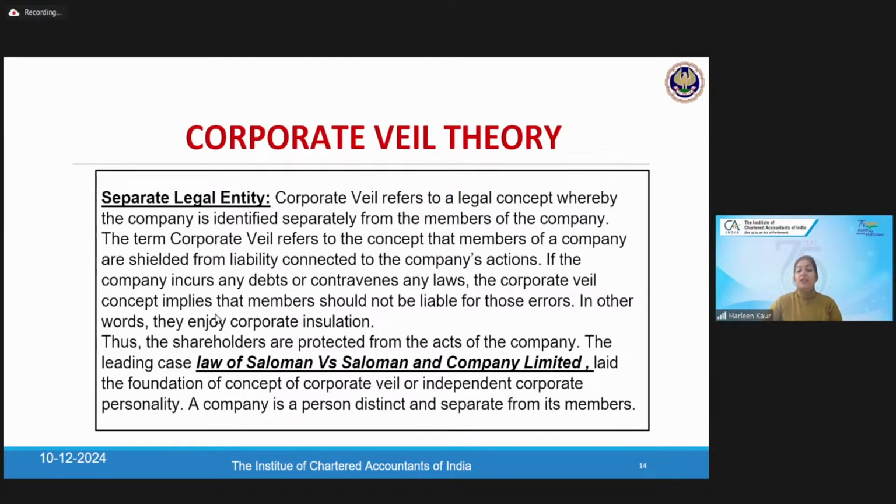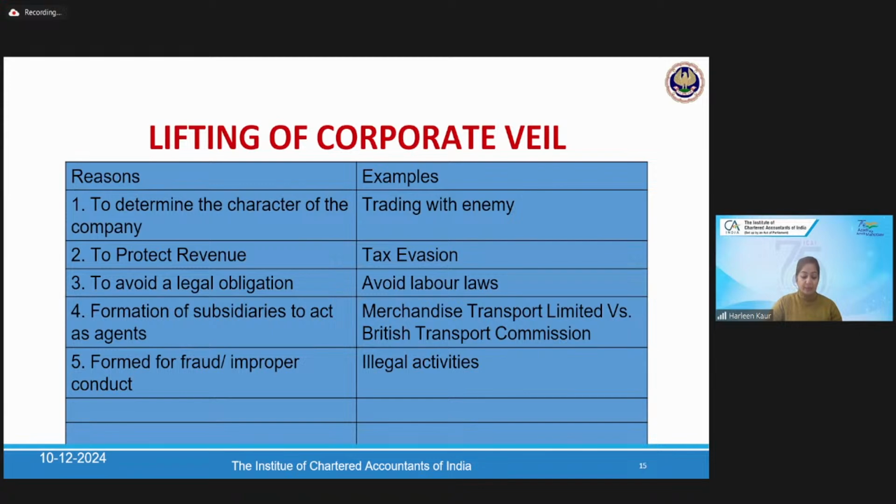All right. So in Salomon versus Salomon and Company Limited, it was specifically laid down that the company is different and the shareholders are different, but we did 5 exceptions to this rule. So what were these 5 exceptions? Number 1, to determine the character of the company. If you're trading with an alien enemy, then the corporate veil is lifted and you will be treated as one. If you're trying to evade the taxes of the government, then also the corporate veil is lifted. And if you're trying to avoid any legal obligation, where we discussed the bonus that was not given to the employees, and the formation of subsidiaries to act as agent, or if any fraud or improper conduct is being done by the companies, in all these cases the corporate veil is considered to be lifted.